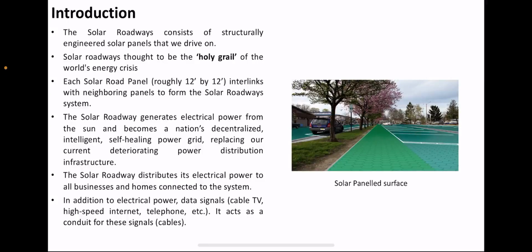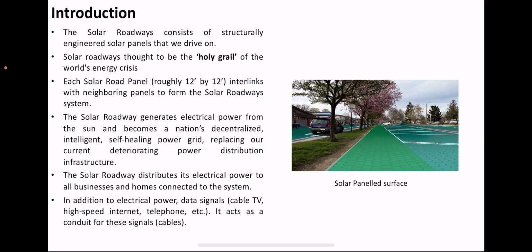Introduction. The solar roadways consist of structurally engineered solar panels that we drive on. Solar roadway is thought to be the holy grail of the world's energy crisis. Each solar road panel, roughly 12 inch by 12 inch, interlinks with neighboring panels to form the solar roadway system. The solar roadway generates electrical power from the sun and becomes the nation's decentralized, intelligent, self-healing power grid, replacing our current deteriorating power distribution infrastructure.